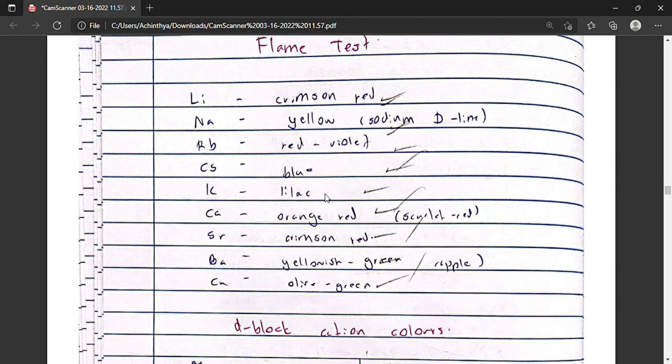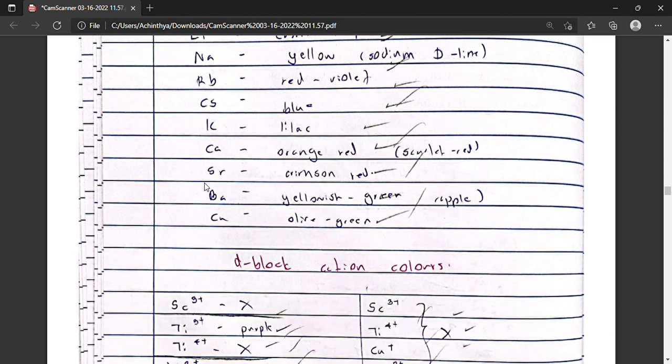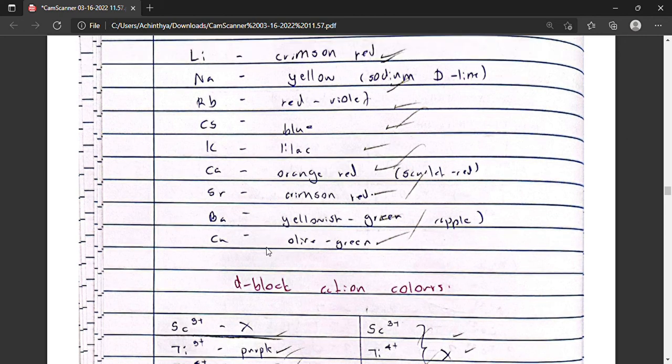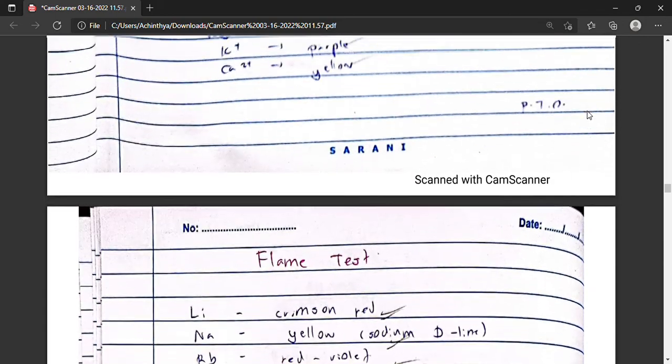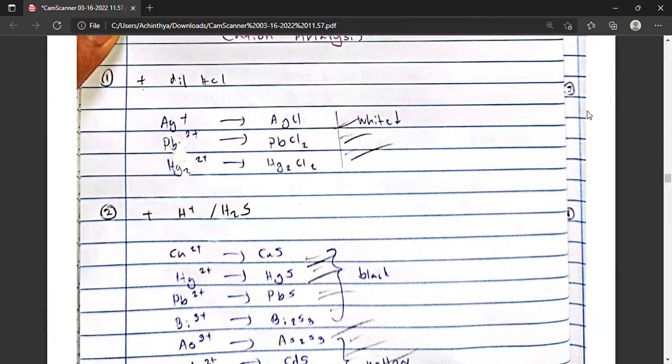Potassium will produce a lilac flame. Calcium will produce an orange-red, scarlet red flame. Strontium will produce a crimson red flame. Barium will produce a yellowish green, apple green flame, while copper will produce an olive green flame. And that is the flame test and the cation analysis.